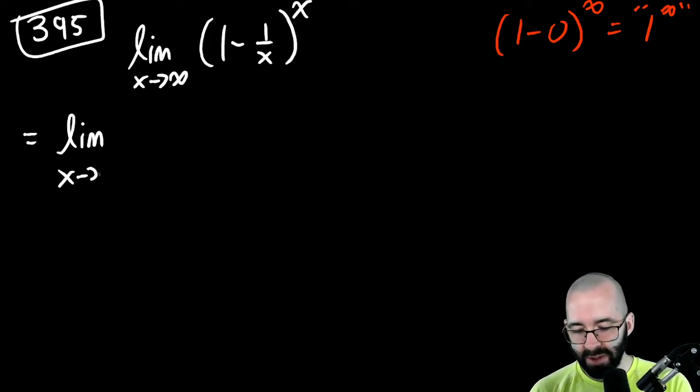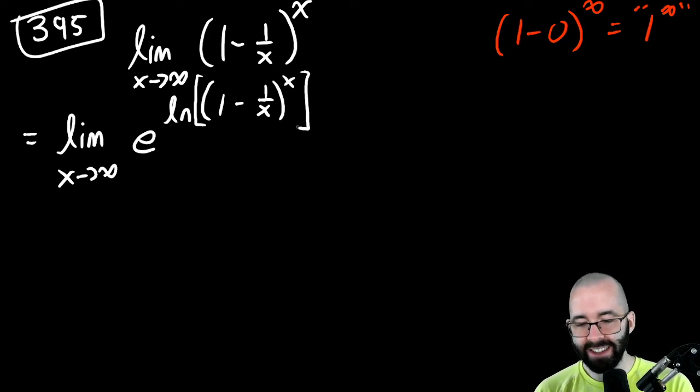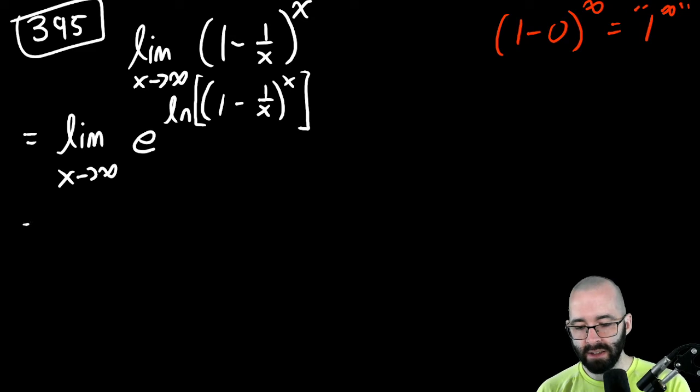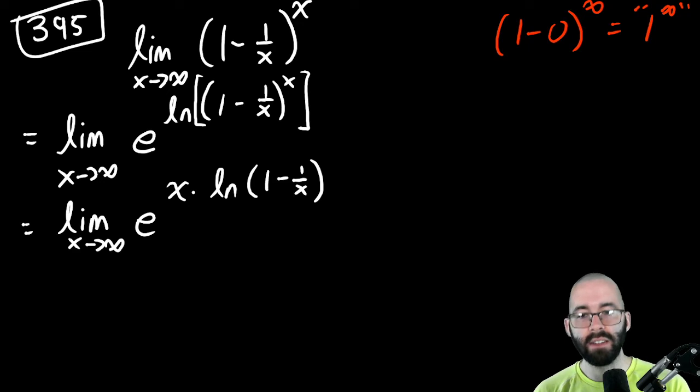The limit as x goes to infinity of e raised to the natural log of 1 minus 1 over x, to the x. Then we use properties of natural log that says if we have an exponent in the natural log, it can come down in front. So this becomes the limit as x goes to infinity of e to the x times the natural log of 1 minus 1 over x.